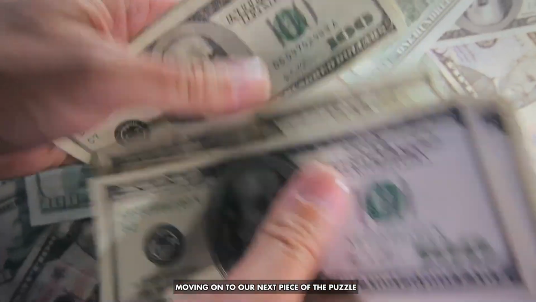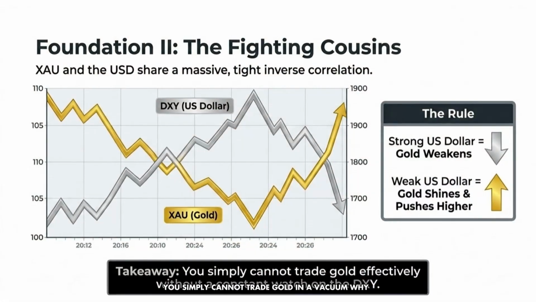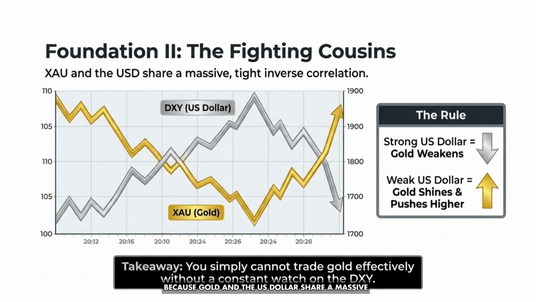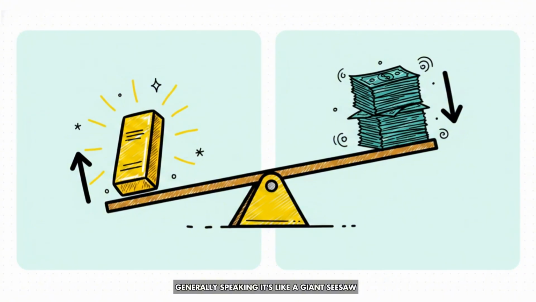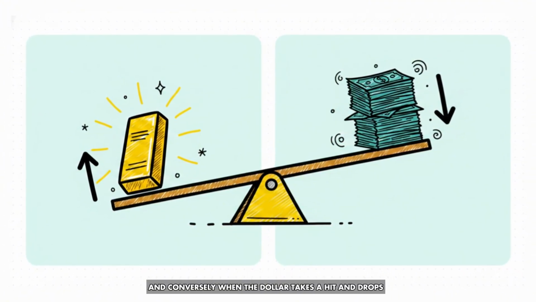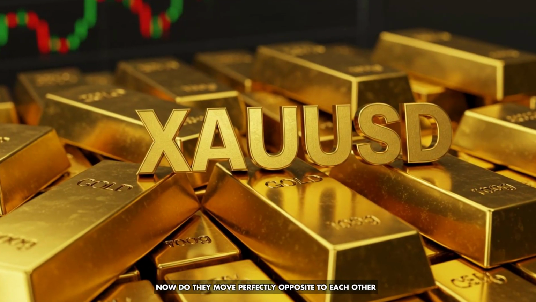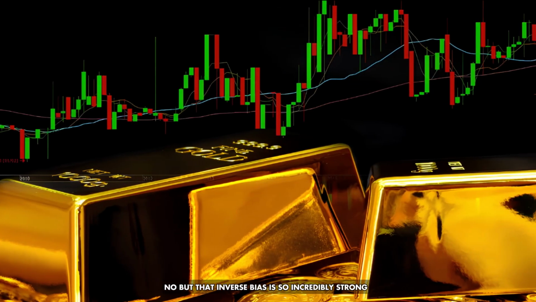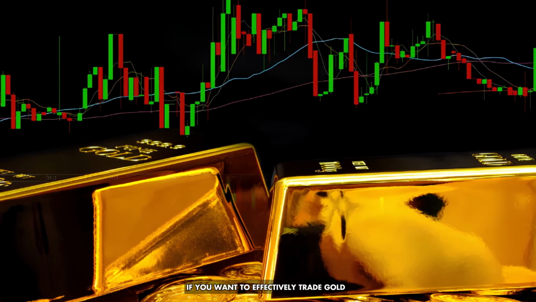Moving on to our next piece of the puzzle, the fighting cousins, gold versus the US dollar. Here's the deal. You simply cannot trade gold in a vacuum. Why? Because gold and the US dollar share a massive, tight, inverse correlation. Generally speaking, it's like a giant seesaw. When the US dollar strengthens, gold weakens. And conversely, when the dollar takes a hit and drops, gold shines and pushes higher. Now, do they move perfectly opposite to each other literally 100% of the time? No. But that inverse bias is so incredibly strong that you absolutely have to be watching the dollar if you want to effectively trade gold.